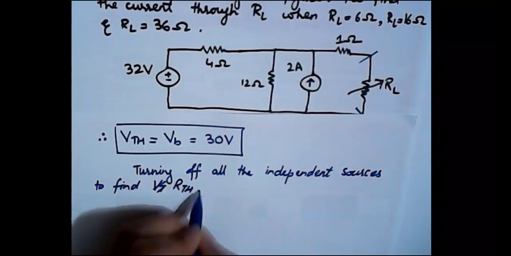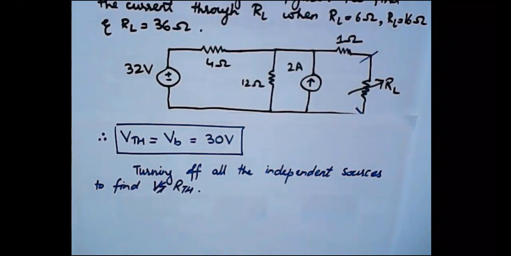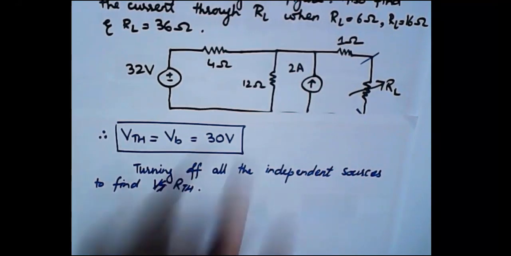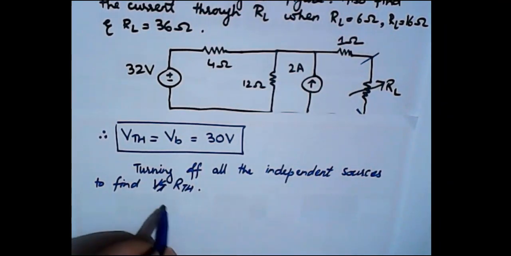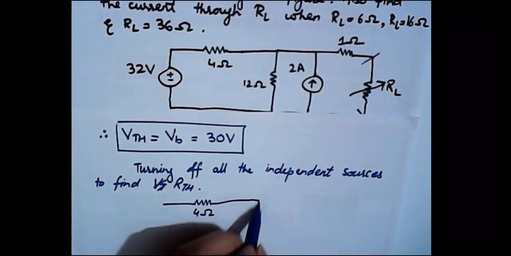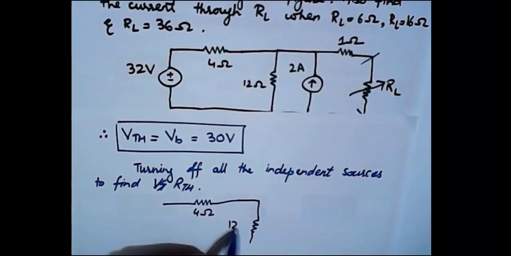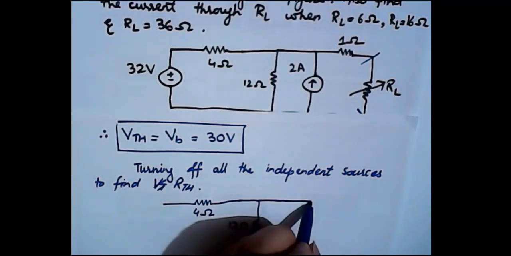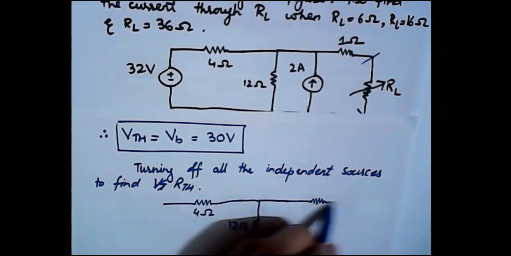Here you should remember that the voltage sources are turned off by replacing them with a short circuit, whereas the current sources are turned off by replacing them with an open circuit, right? So just look at the circuit and we will redraw it. 4 ohms resistance and 12 ohms resistance. This will be open, and this 1 ohm resistance.